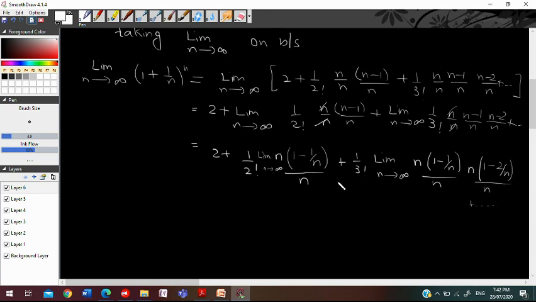I am doing this because if I apply the limit n approaches to infinity directly over here, what I get is infinity minus 1 divided by infinity, which means infinity by infinity, an undefined form. In our previous questions, we applied some algebraic techniques to avoid such a condition. So same is the case here.